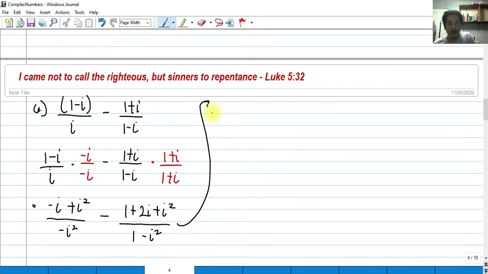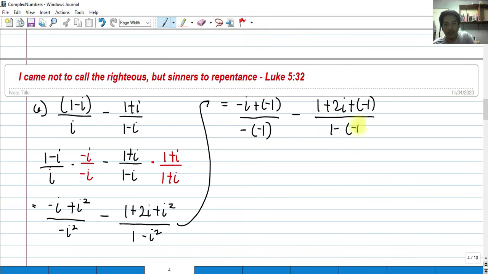So what will happen here? Again, replace negative i squared by negative 1 over negative of negative 1, minus, we have 1 plus 2i plus negative 1. Then we have 1 minus negative multiplied by negative 1. So we can see here that this is negative 1 minus i over 1, or simply negative 1 minus i. Then we have 1. So this 1 will cancel because 1 plus negative 1. So this would become 1 minus 1, so this would be cancelled.